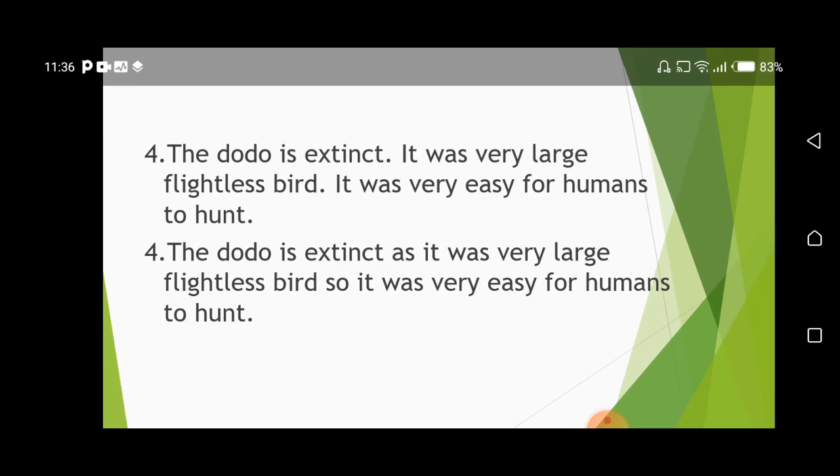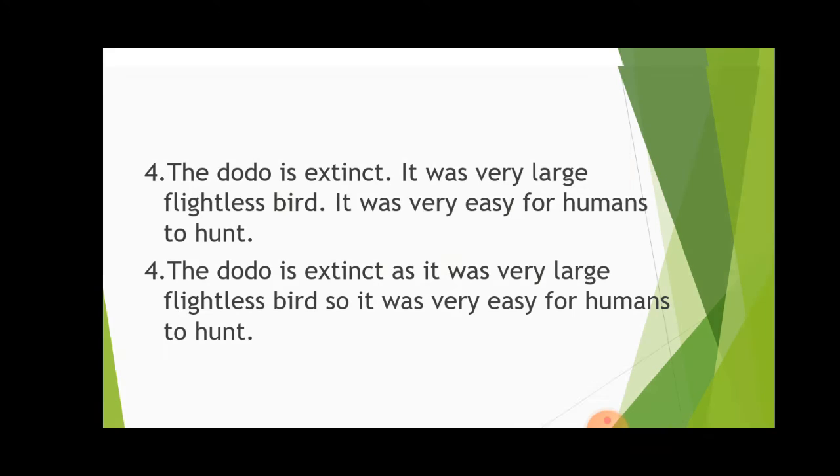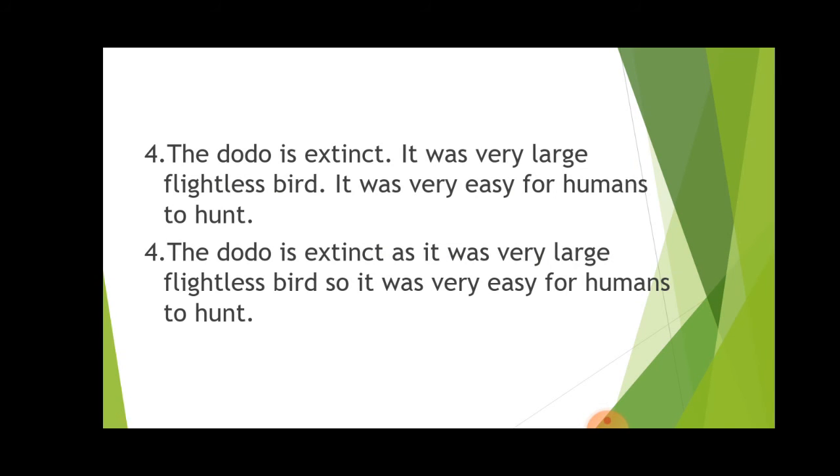The fifth sentence is, the dodo is extinct. It was a very large flightless bird. It was very easy for humans to hunt. So there are three sentences we need to connect. So, the dodo is extinct as it was a very large flightless bird, so it was very easy for humans to hunt. So here we are using as and so as the connectors.